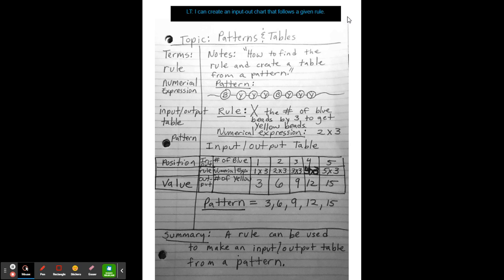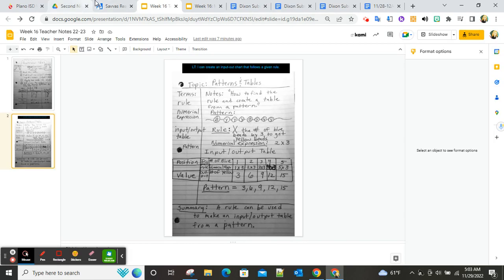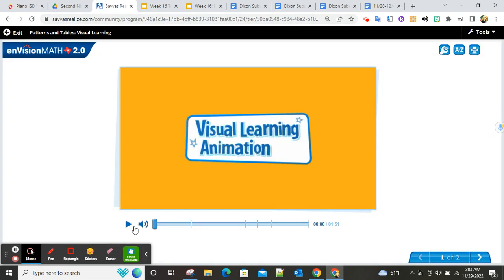Some students love to write the notes first and then watch the video. Other students like to do the notebook as the video goes. That is going to be your choice. Remember, you can pause this video at any time and copy the notes. So good luck. Let's go ahead and start the video.